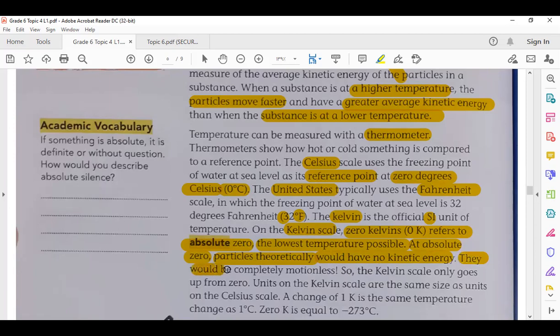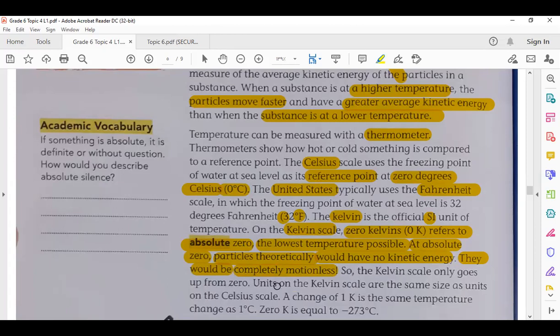No, Sammy, when an object is freezing, for example ice, the particles are moving, but they vibrate in place. If you have an ice cube, it doesn't mean that the particles of the ice are not moving. They are moving, but vibrating in place. So at absolute zero, the particles have no kinetic energy. They would be completely motionless, which is impossible. So the Kelvin scale only goes up from zero.